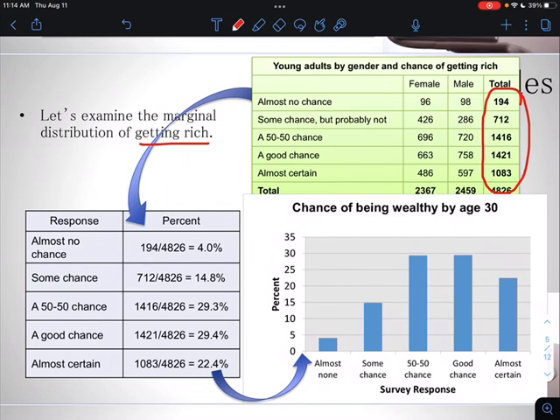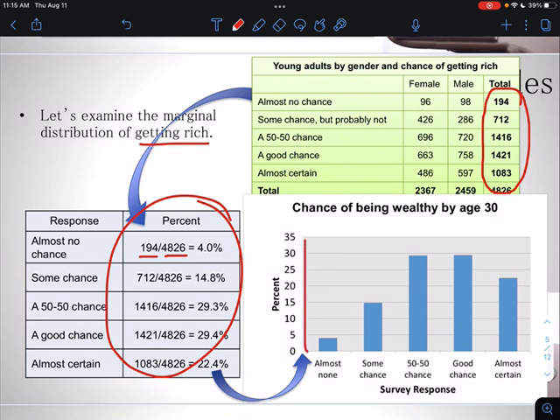A lot of times, for whatever reason, people deal with percentages a little bit better. So if we break that down, 194 total said almost no chance out of the 4,826 total people interviewed. That gives us 4% of individuals who answered that way. And then some chance, 50-50 chance, good chance, and so on. We're just calculating each individual percentage based on that overall total. And so then we create this relative frequency table, which is what this is right here. And then we can take that relative frequency table and create a bar graph like we talked about yesterday.